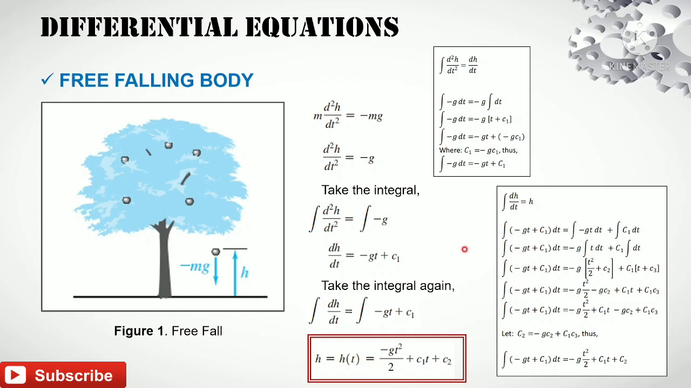So I think it's already very clear to all of you that this is just an overview for this free-falling body that involves differential equations. From this differential equation, which is Newton's second law of motion, we can arrive at this formula for getting the value of your h with respect to time, or as a function of time here.